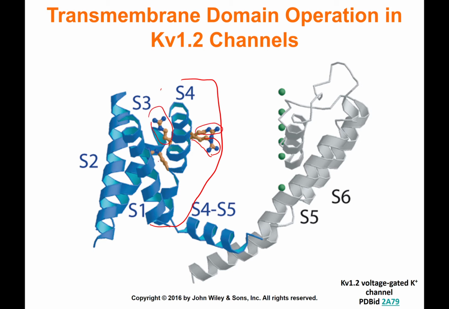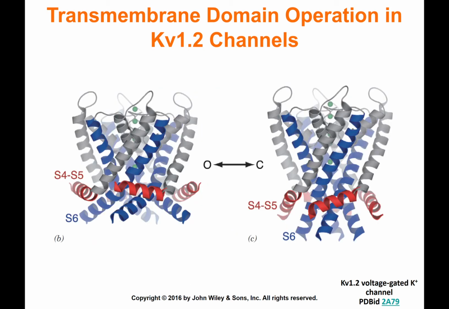another arginine, another arginine. So there are a lot of positively charged residues on this one particular alpha helix. What ends up happening between the open state and the closed state, the open state being on the left and this the closed state, is that the positively charged alpha helix undergoes a conformational change.